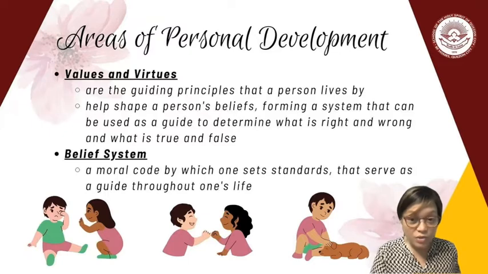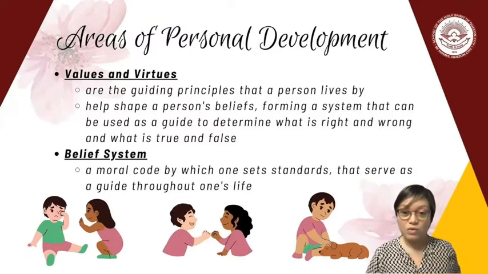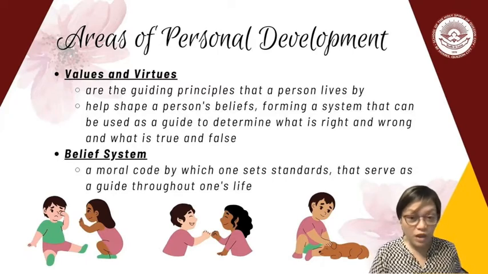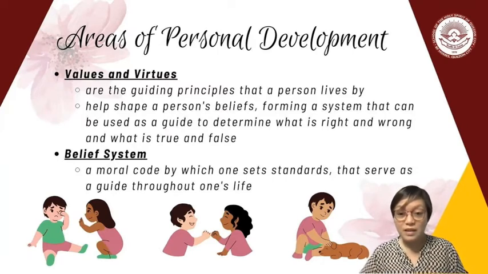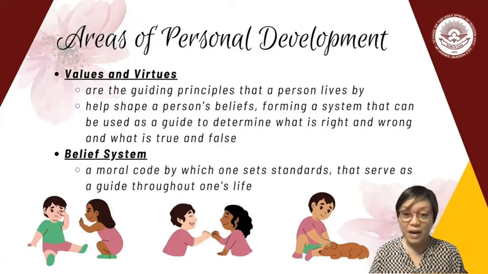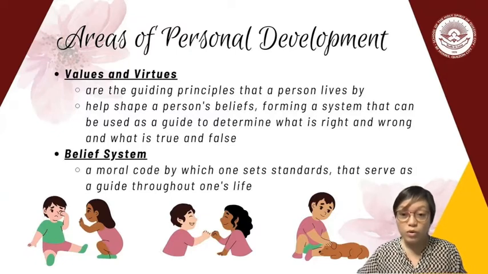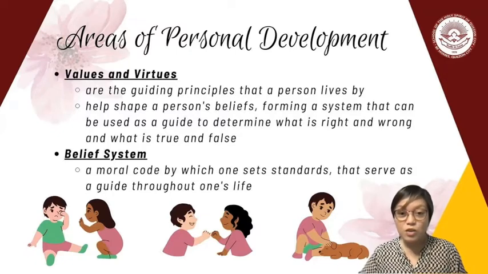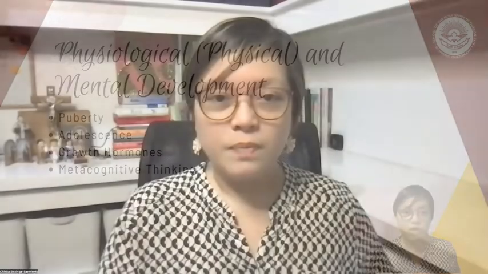All right, so the values that you learn through time, the virtues that you develop by living out those values, and therefore put together, you are able to form your own belief system, which is your moral code, the standard by which you live. And as you develop, as you grow older, this also matures. This also becomes more enriched. All right, so now I hope that you were able to understand those 5 areas of personal development: physiological, social, emotional, cognitive, and the spiritual area of personal development.